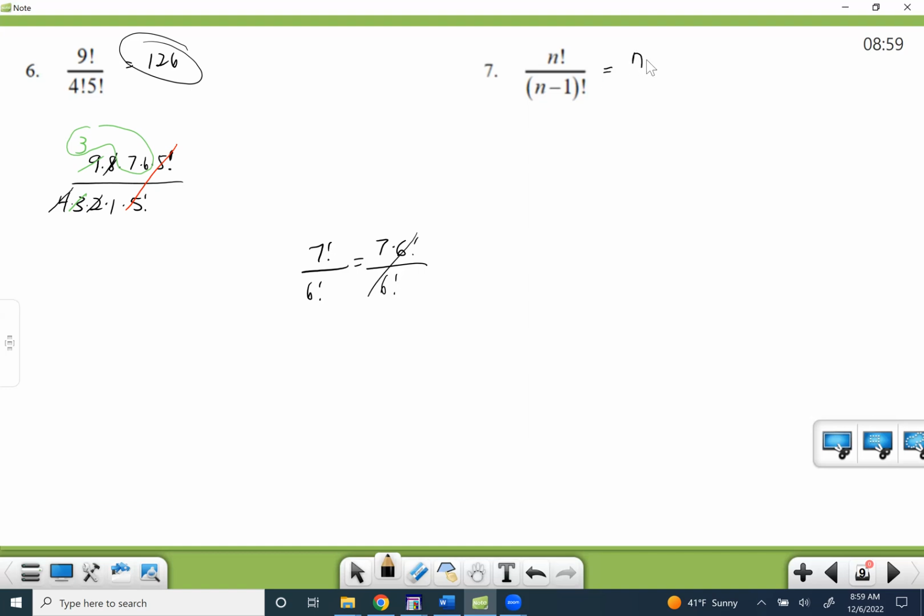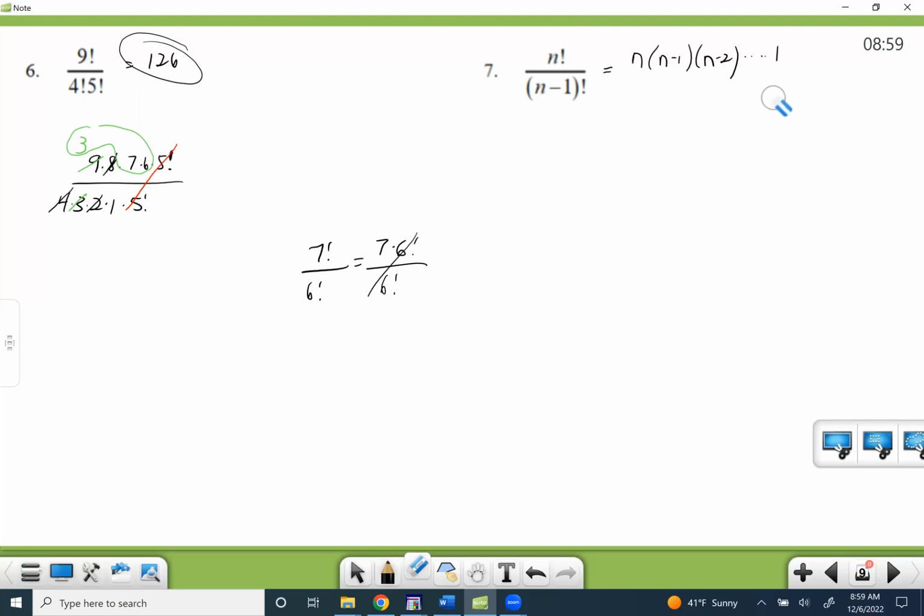Now, if I wanted to expand it out all the way, it's going to be n times 1 less times 1 less than that. Keep this process going until you get to 1, right? I'm only doing that so we get some practice with that. I mean, that's what you do, right? If you have 7 factorial, 7 times 1 less times 1 less times 1 less, blah, blah, blah, until we get to 1. You're always subtracting 1 away.